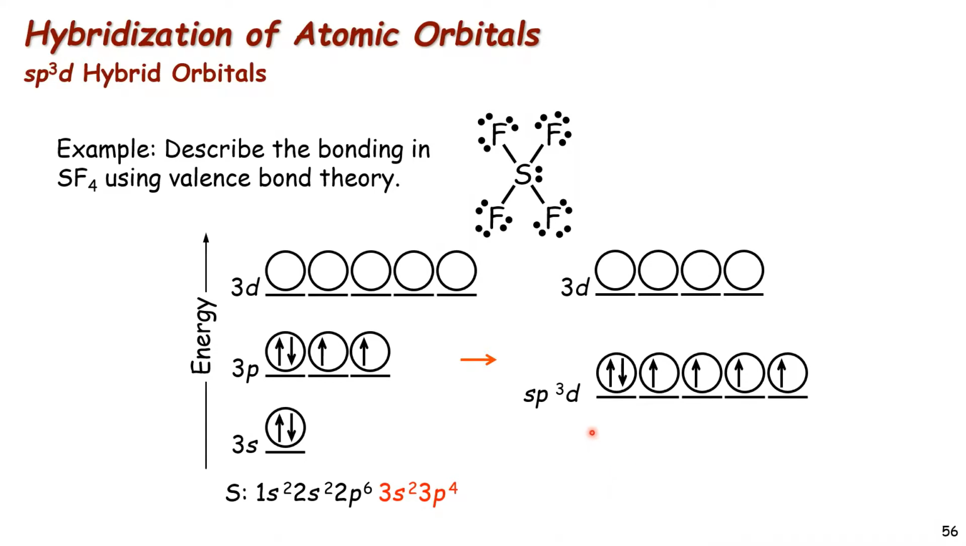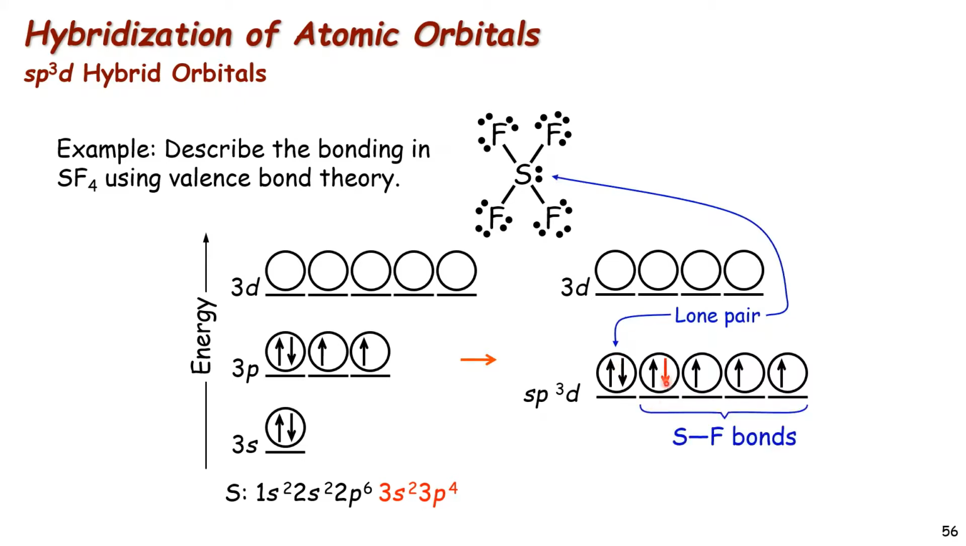Now you can understand why this structure looks like it does. There's our lone pair, right? And then each one of these overlaps with an unpaired electron in the fluorine to form those sulfur fluorine bonds, right? Those sigma bonds. So there it is. There's why sulfur tetrafluoride looks the way it does in the Lewis dot structure.